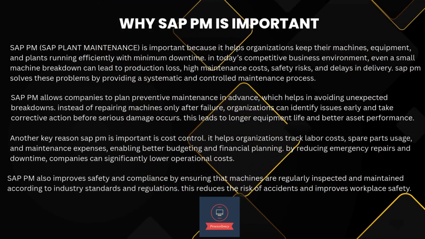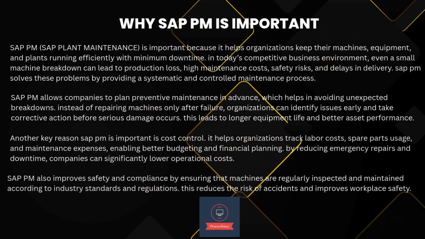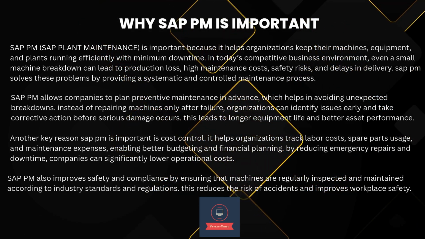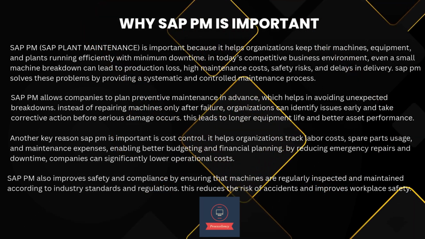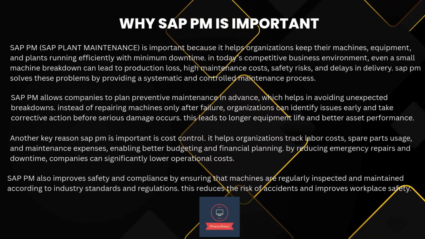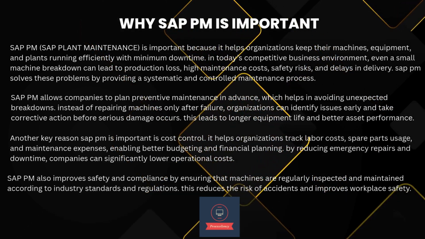Why SAP PM is important? SAP PM, SAP Plant Maintenance, is important because it helps organizations keep their machines, equipment, and plants running efficiently with minimum downtime. In today's competitive business environment, even a small machine breakdown can lead to production loss, high maintenance costs, safety risks, and delays in delivery.